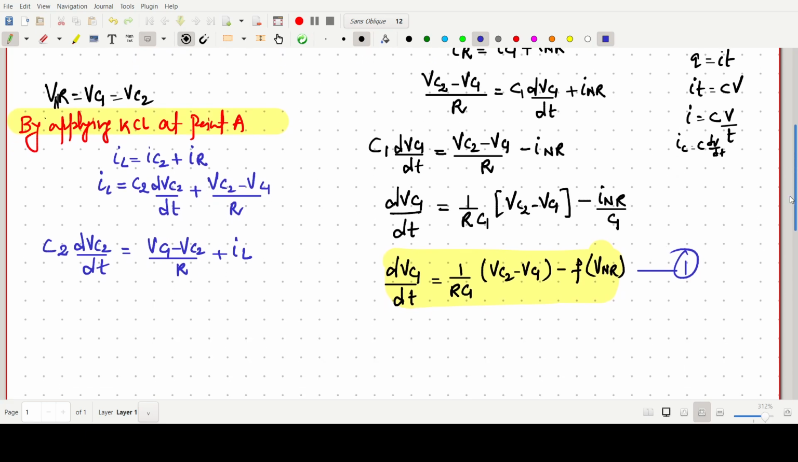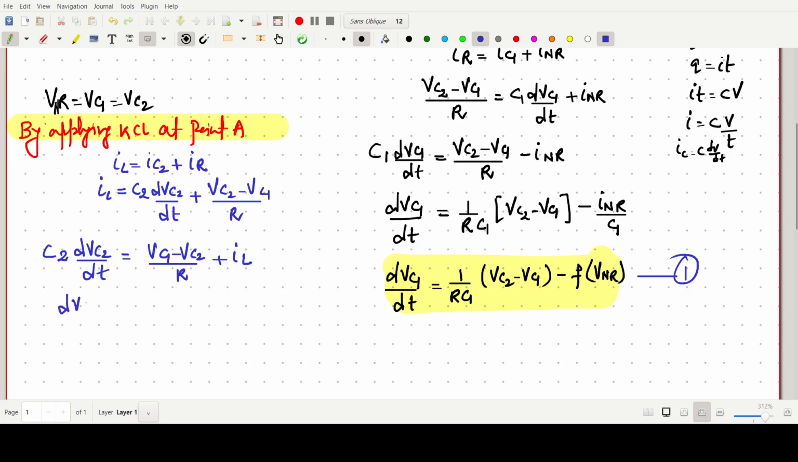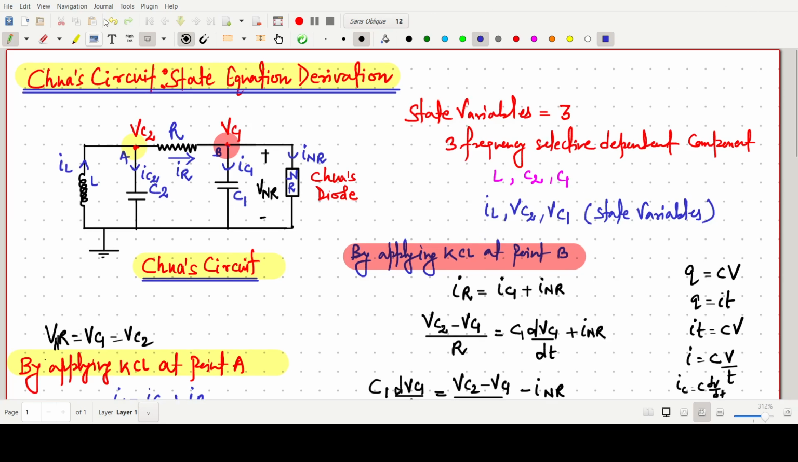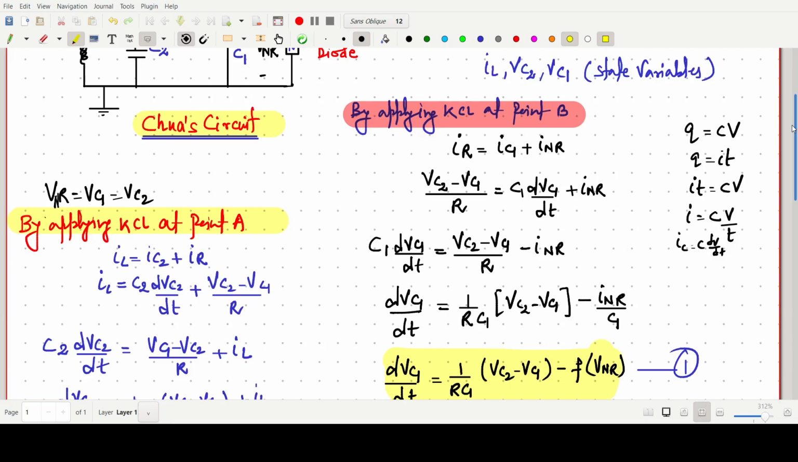So this will give simply dVc2 by dt equals to 1 by RC2 times Vc1 minus Vc2, plus IL by C2. So this one is the second equation, IL by C2. Clear? Now next. So this one is the second state equation.